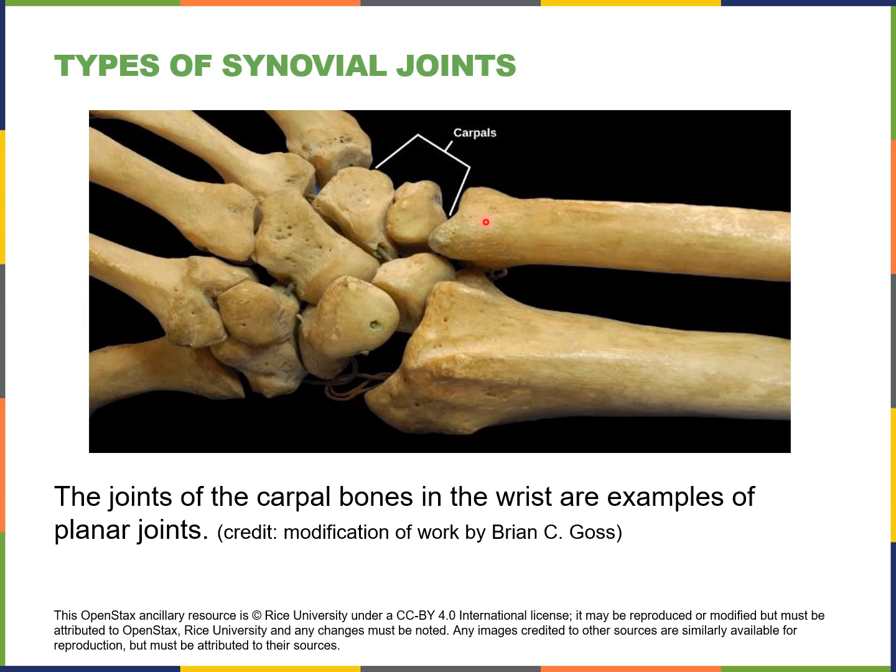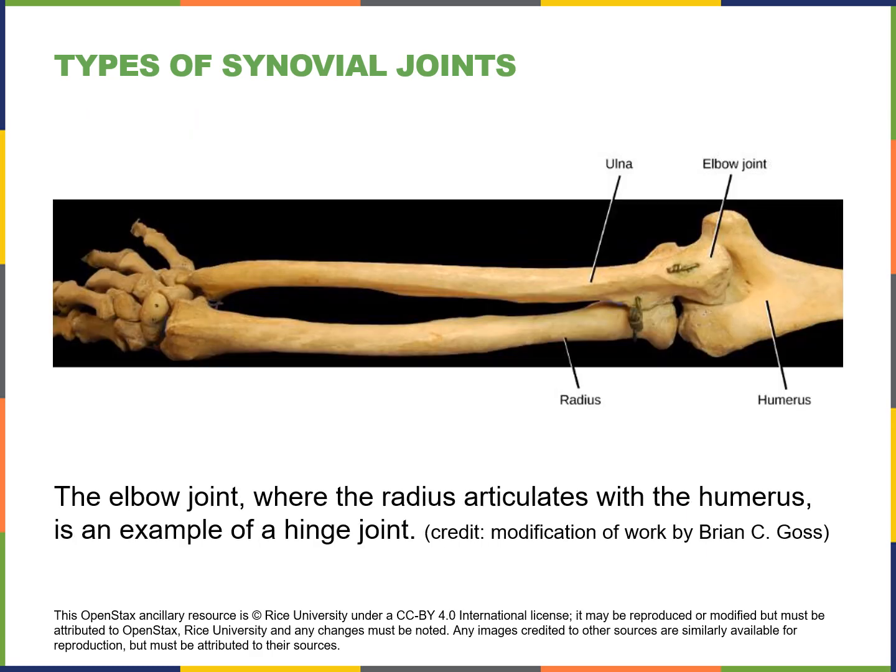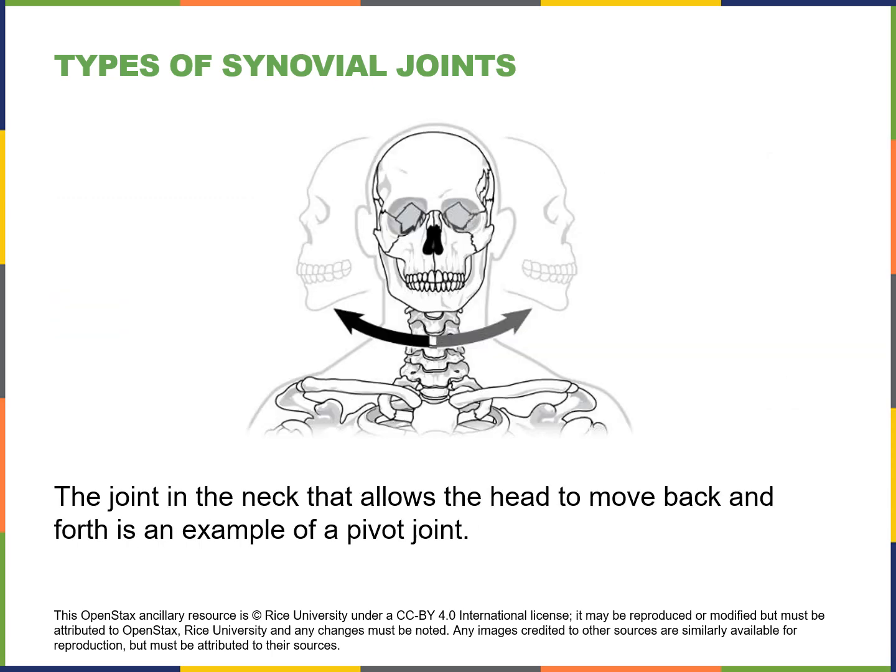So types of synovial joints, just to give you a closer picture, the joints of the carpal bones in the wrist are a good example of planar joints. An elbow joint, again, is a good example of a hinge joint. You can see the ulna and the radius here connecting to your elbow joint that connects it to your bone in the arm, which is the humerus, that really large bone. And then the joint in the neck that allows your head to move back and forth is an example of a pivot joint.